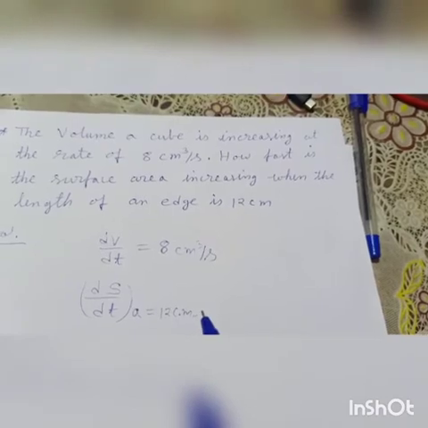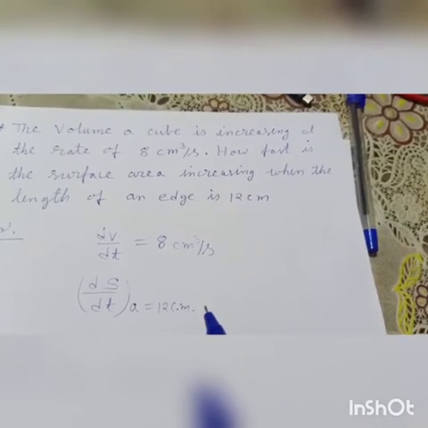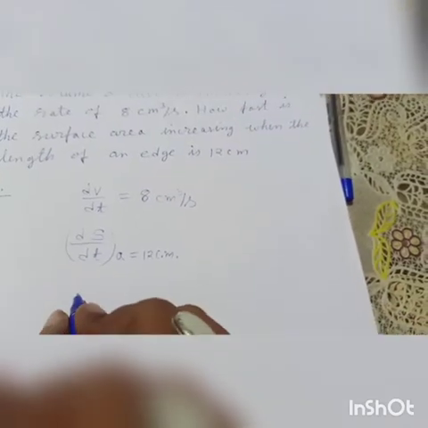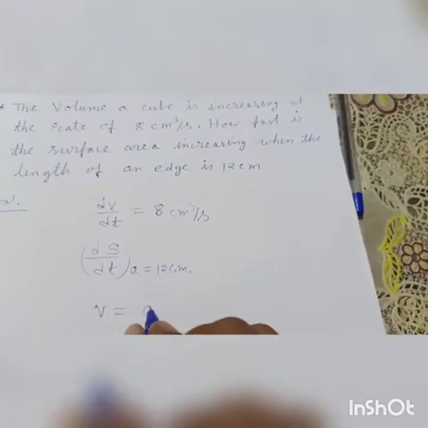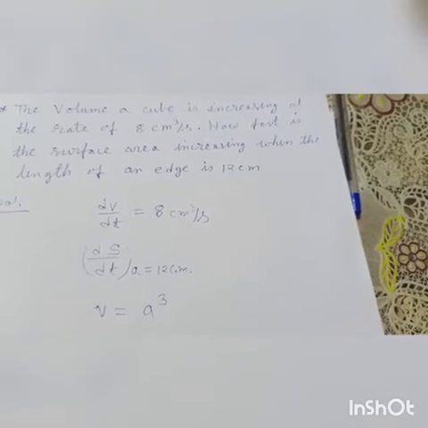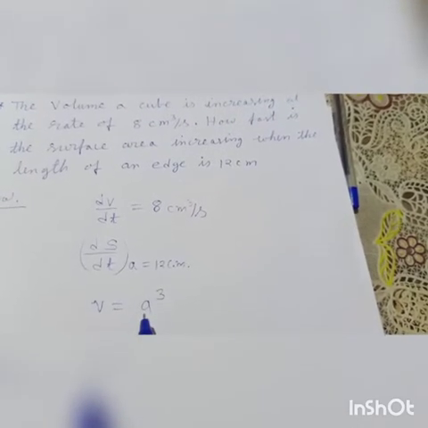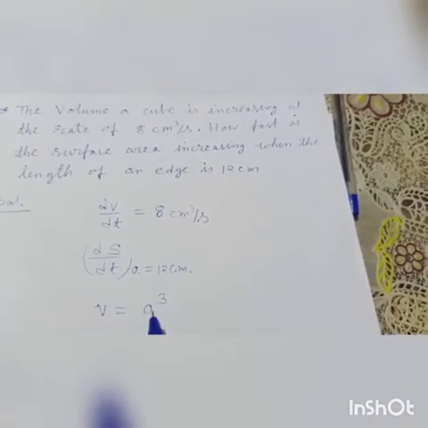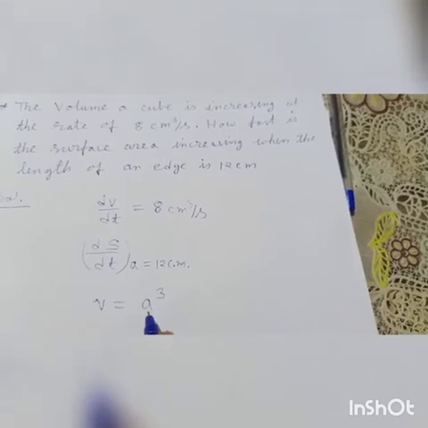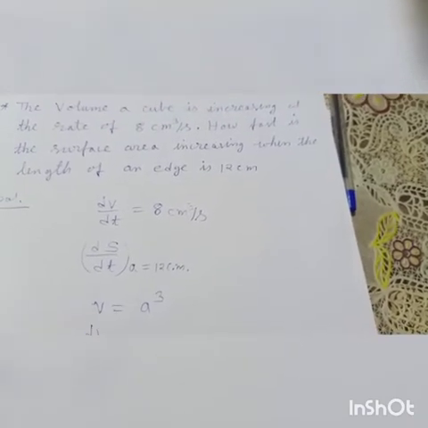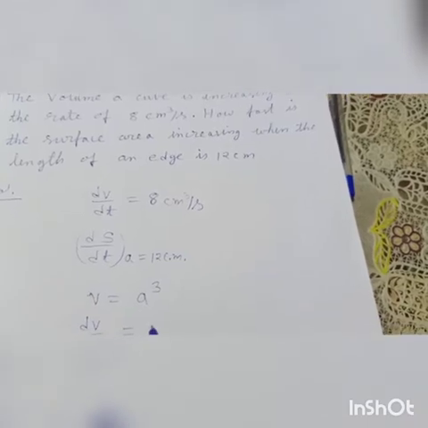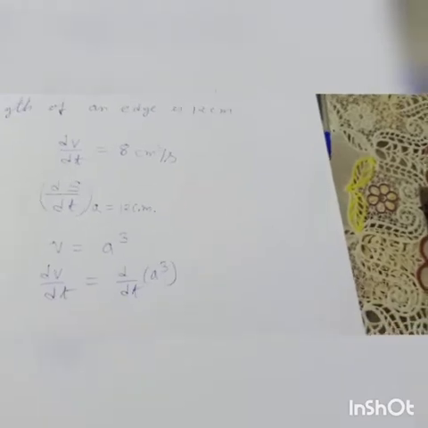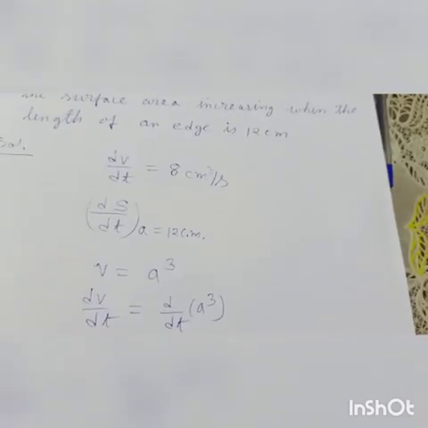We all know that the volume of a cube is a cube, where a is the edge of the cube. So we start with V equals a cube. Now here a is variable, because the volume is increasing, therefore a is also changing. So if we want to find dV by dt, then this equals d upon dt of a cube. Remember, a is not constant, a is variable. So what is the value of d upon dt of a cube?